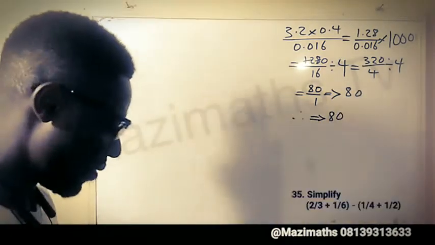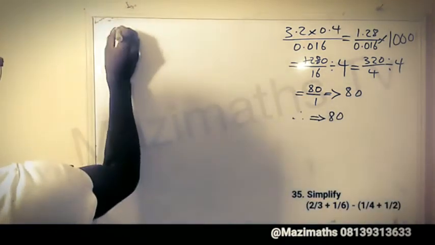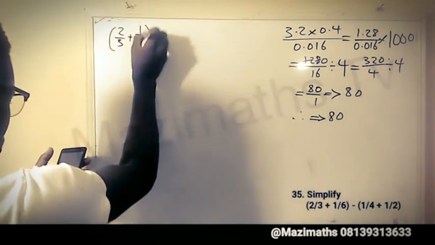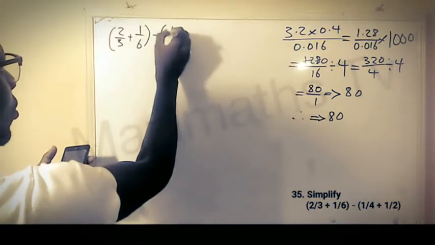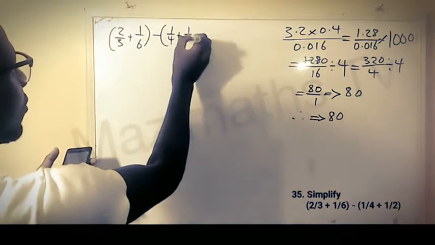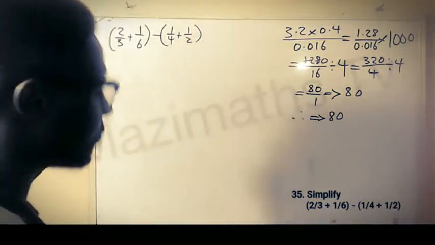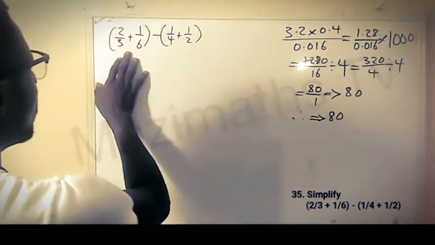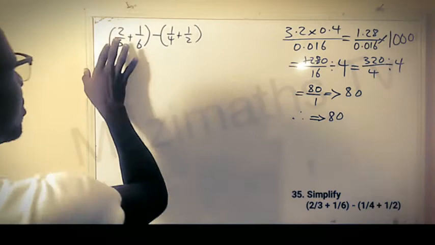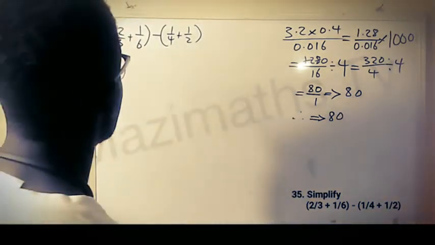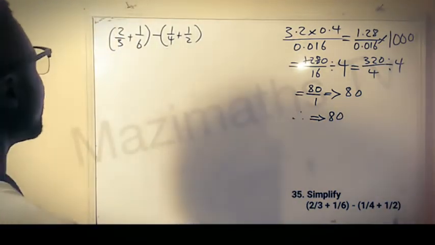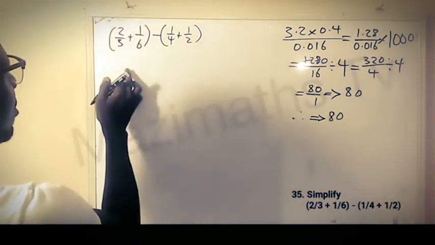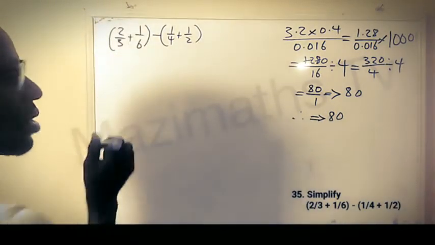Question number 35. Simplify. 2 over 3 plus 1 over 6, close bracket, minus 1 over 4 plus 1 over 2. These are 2 different fractions, fraction 1 and fraction 2. The brackets separate them from each other. So if you are adding together, don't say 2 plus 1 is 3, 3 plus 6 is 9, now write 3 over 9. No, your answer will be wrong.